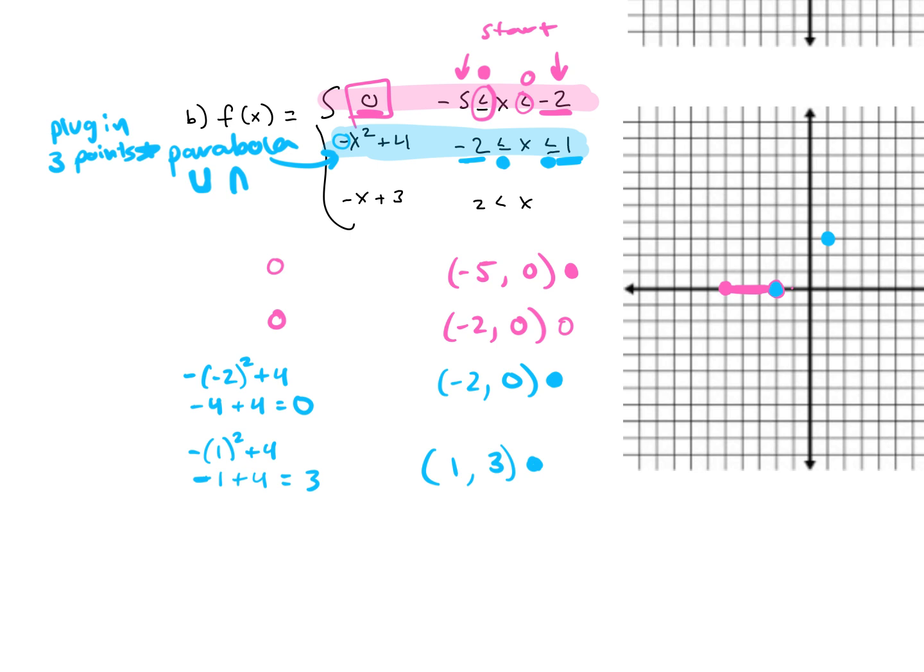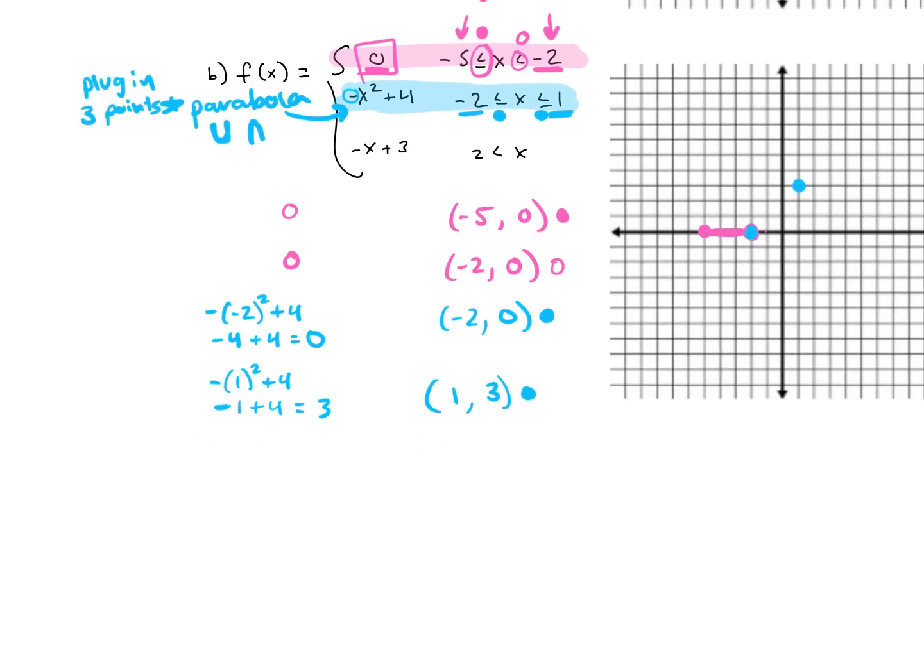What number do you want to plug in? You can pick anything. 0. Great choice. Let's plug in 0. So negative 0 squared plus 4 would be 0 plus 4, which is 4. So we plugged in 0 and got 4. Now this isn't one of our key values that were given, so it doesn't get an open or closed circle. It's just a point on the line. So we're going to stay at 0, go up 4.